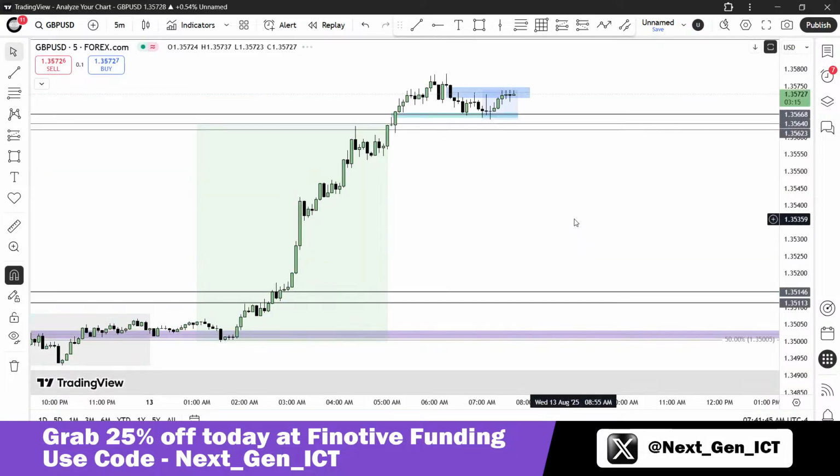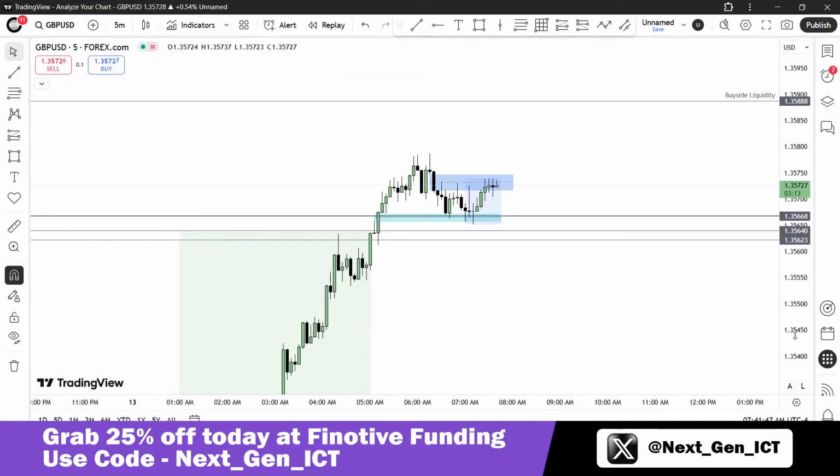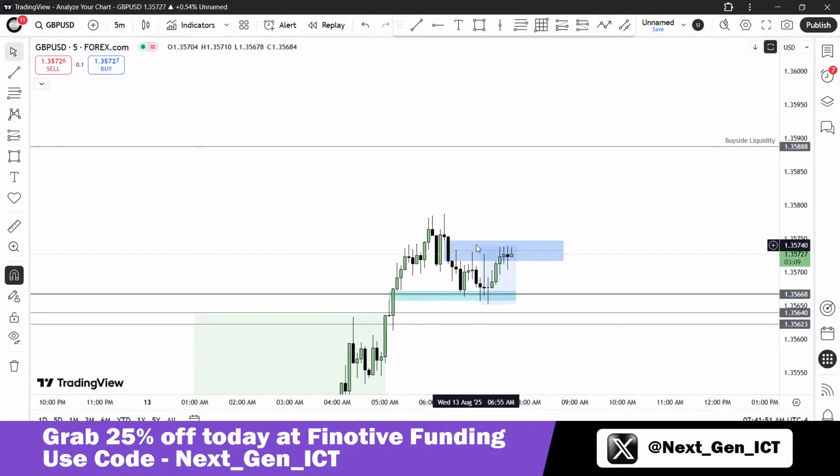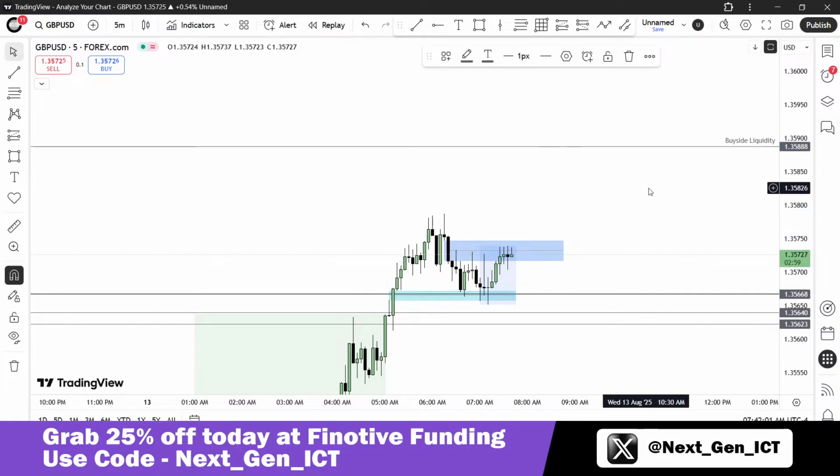What's GU doing, bro? If GU closes above this fair value gap, I guess it would work as a support to take out this high at 1.35888.